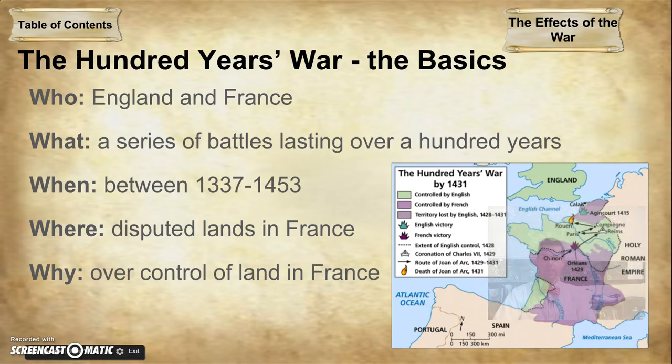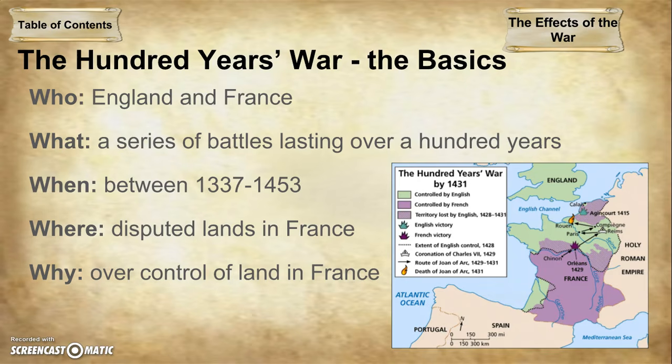All right, so the basics of the 100 Years' War. A series of battles between England and France. And these battles lasted for a little over 100 years. When, specifically, we're talking about between 1337 and 1453. Where? Mostly in lands in France that were disputed again by France and England. And why? Over the control of land.